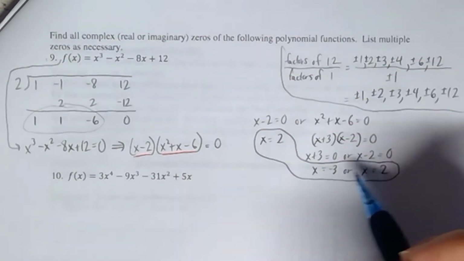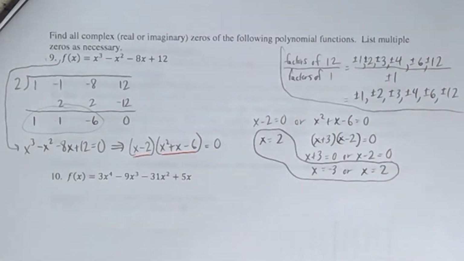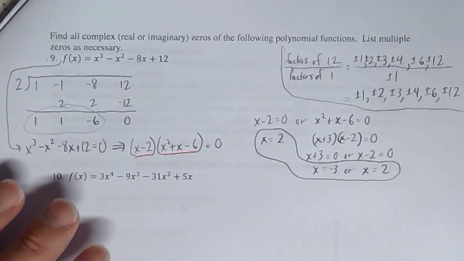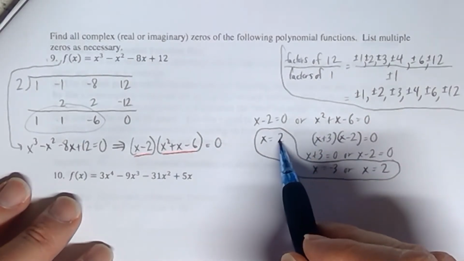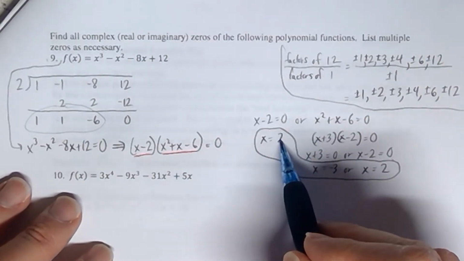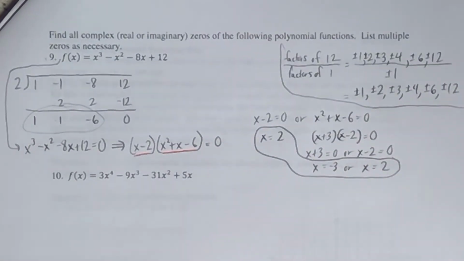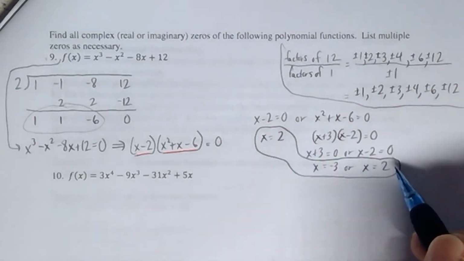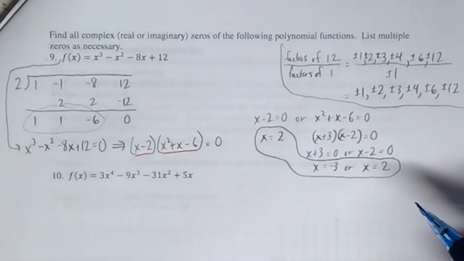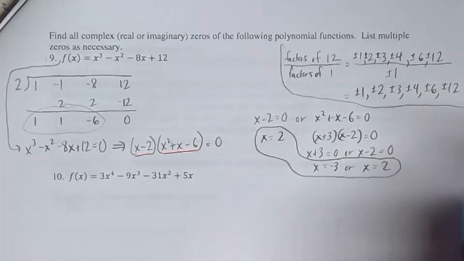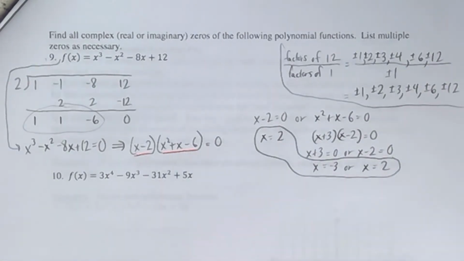Okay, so you only have 2 different answers right there, but we have 3 answers total in reality. Notice how it says list multiple zeros as necessary. What they meant by that was, if that same number appears more than once, normally you don't have to list that out. Normally they just want you to say all the different ones, but in this case, if it pops up more than one time right here, they want you to list it both times.